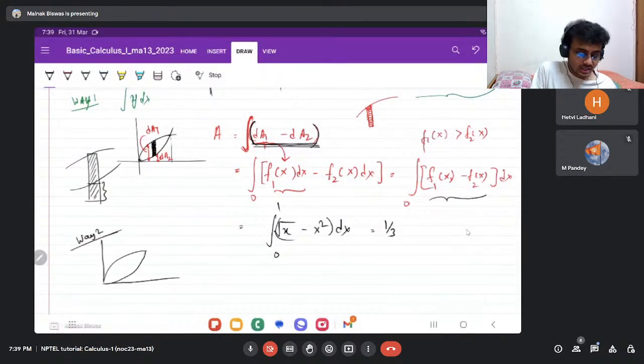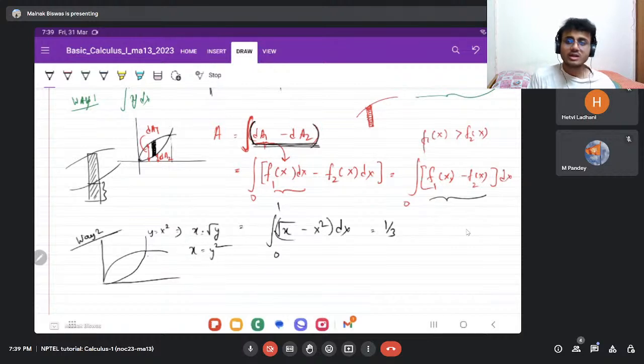Sometimes it's very difficult to find y as a function of x. It is easier to find x as a function of y. So y is equal to x square, or x is equal to root y, and this is x square equals y, that is x is equal to y square, right? Agreed?